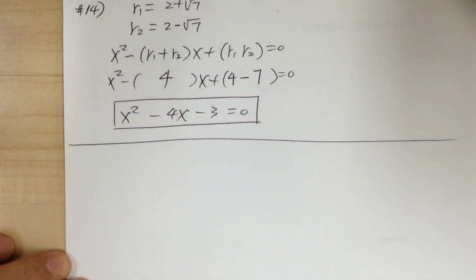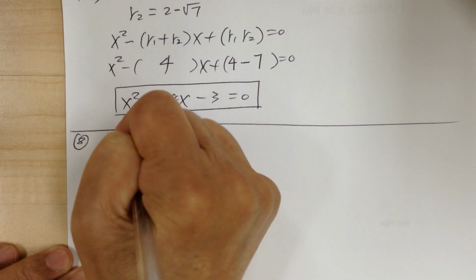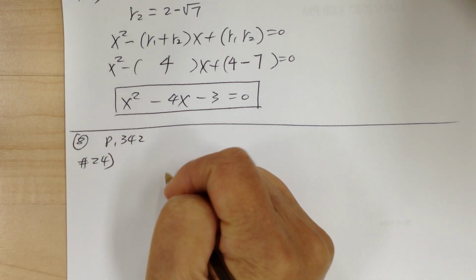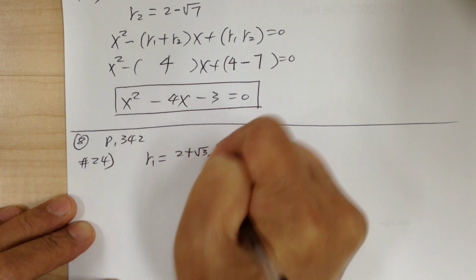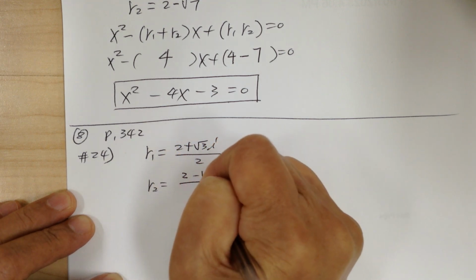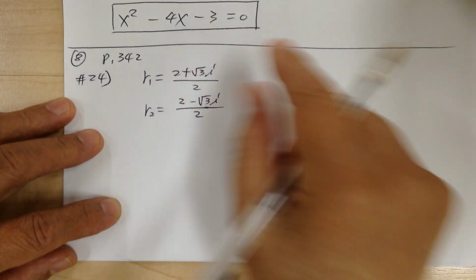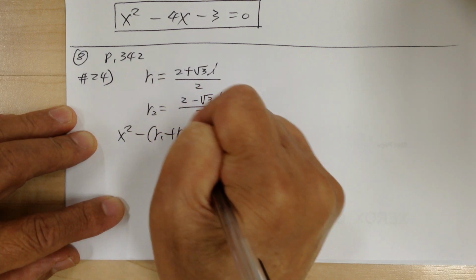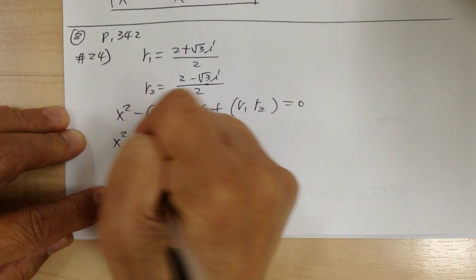Okay, let's go to the next one. Number 8 on the list is again from the same page, 342, and this time let's do number 24. So you have R1 equal to 2 plus, I'm going to put the i in the back, square root of 3 i over 2. I don't like to put i in the front. And R2 equal to 2 minus square root of 3 i over 2. It's the same type of problem, it just becomes more complicated. So you've got x squared minus (R1 plus R2)x plus R1 R2 equal to 0. That's going to start to work things out.